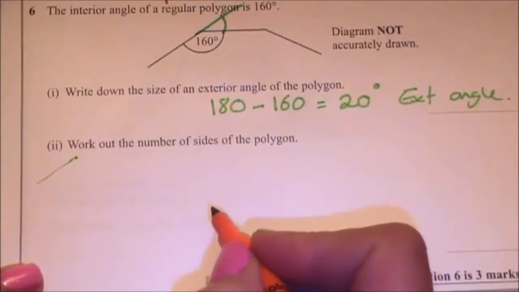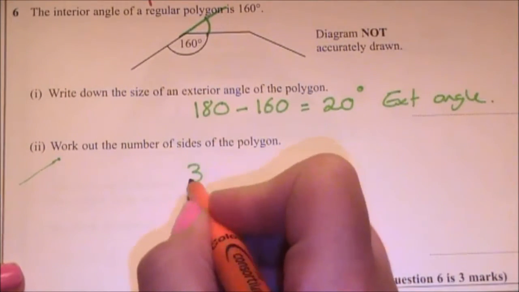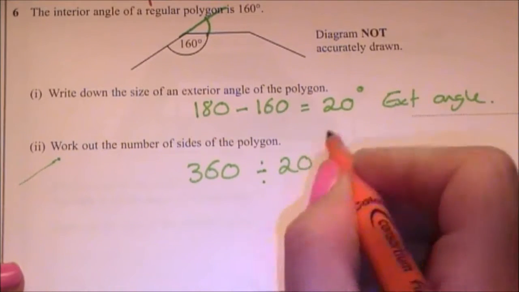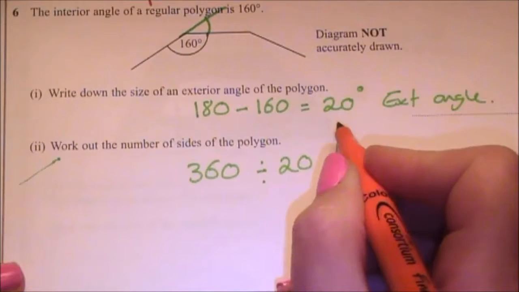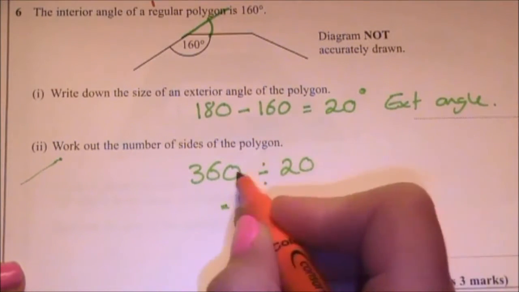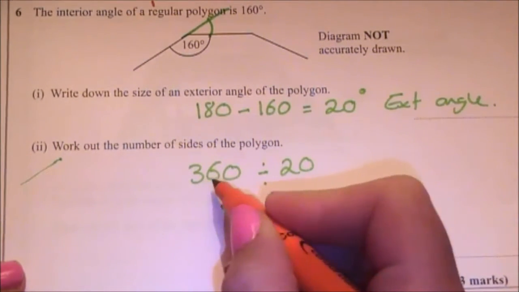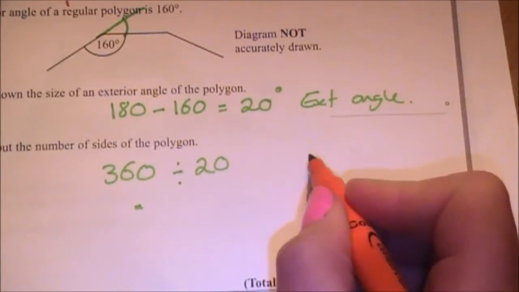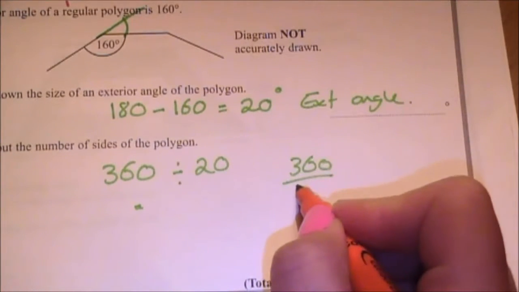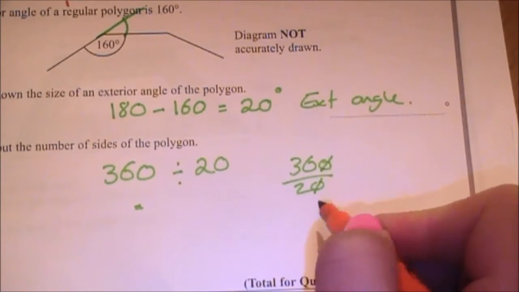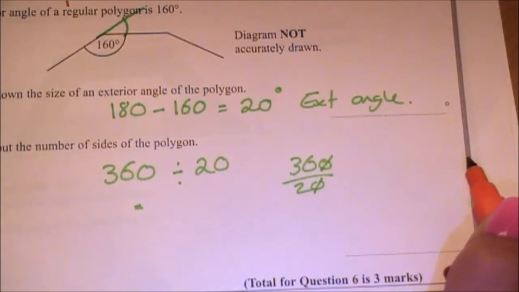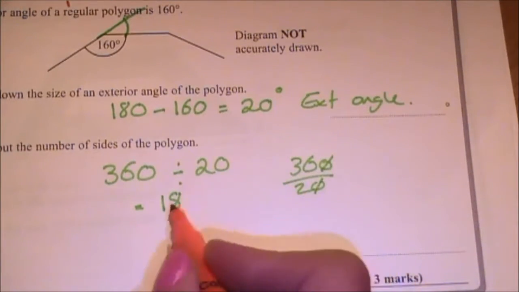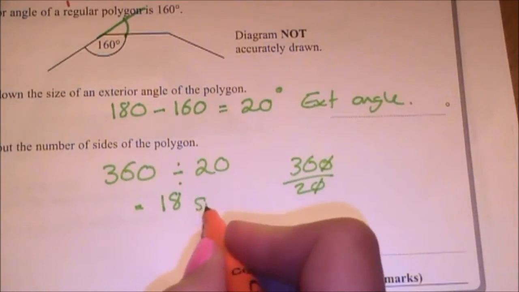Now work out the number of sides of the polygon. Well, that is 360 degrees divided by the 20 degrees, which was my external angle. And because they're sort of tricky numbers, 360 divided by 20, if I was to look at it as a fraction, which would be 360 over 20, I could see that my zeros would cancel down, and it's the same thing as 36 divided by 2, which is 18. So my polygon has 18 sides.